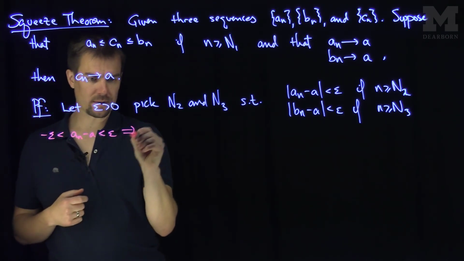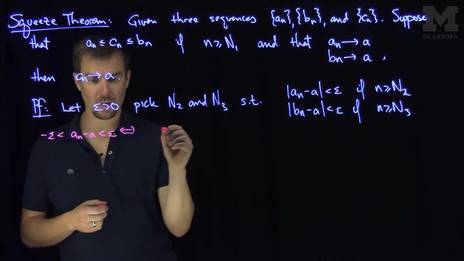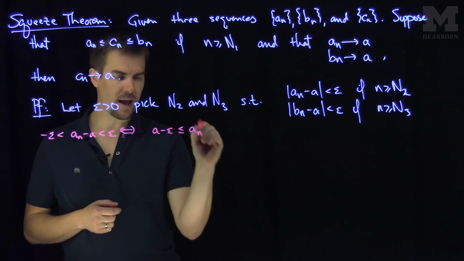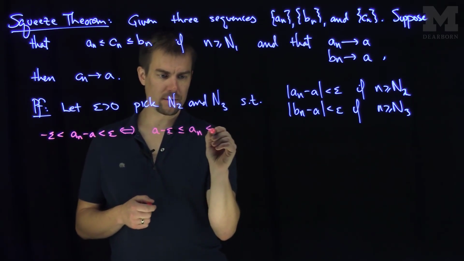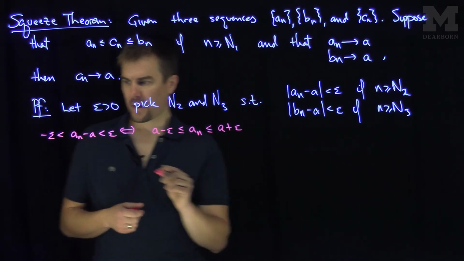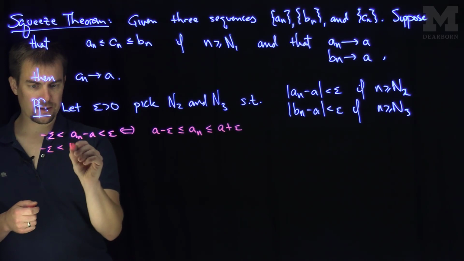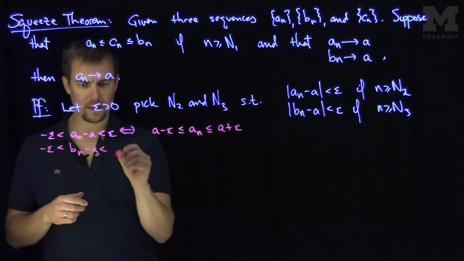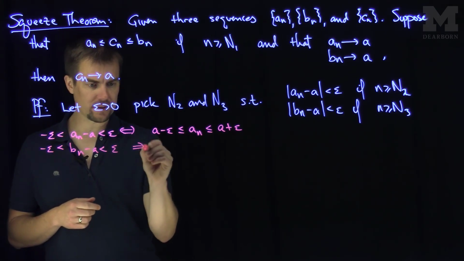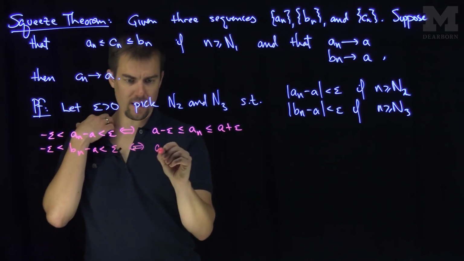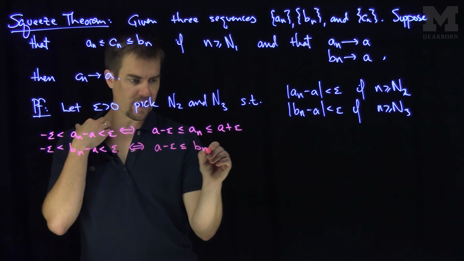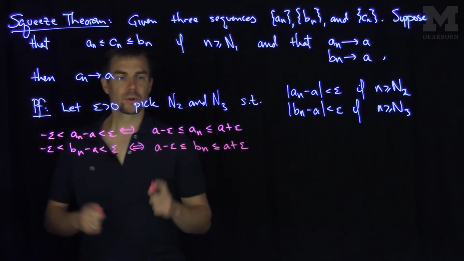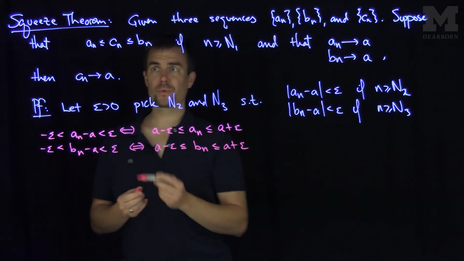And this is equivalent to what? This is equivalent to saying that a minus epsilon is less than a_n, and that's less than a plus epsilon. Likewise, we have negative epsilon less than b_n minus a less than epsilon. And that tells us, if and only if, a minus epsilon less than b_n less than a plus epsilon. So let's use these conditions in conjunction with what we have.